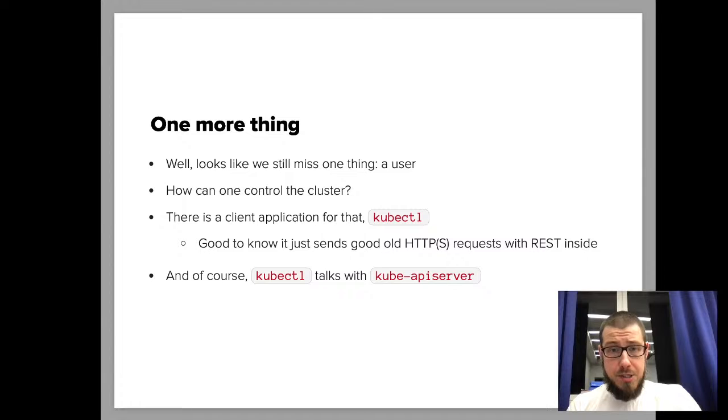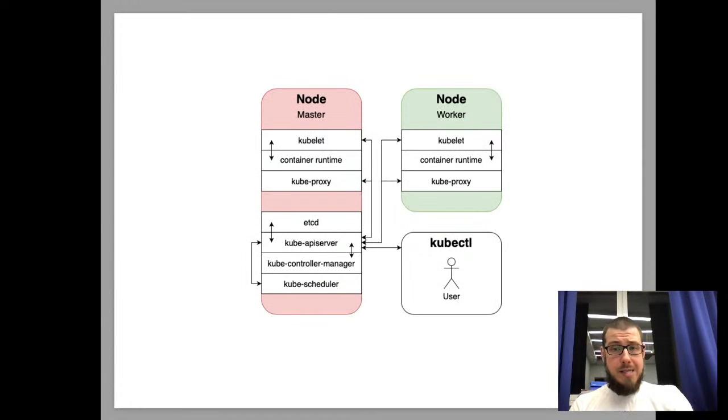When we would like to see it in detail, it's like this. We have our master nodes, our worker nodes, and our user with kubectl, and it can talk to the API server to know the states of objects and to control them, to create new objects in the cluster.